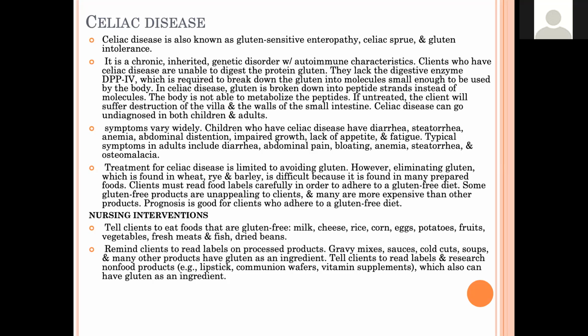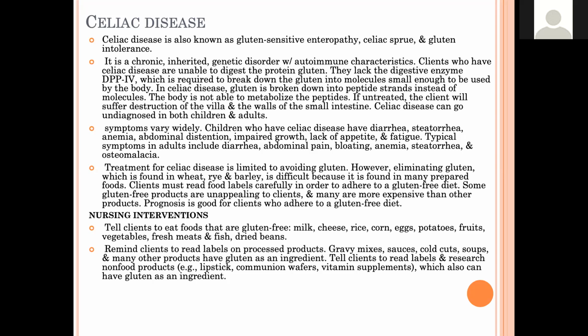Tell clients to eat foods that are gluten free, including what? Milk, cheese, rice, corn, eggs, potatoes, fruits, vegetables, fresh meats, and fish, and dried beans. Okay. Basically, you want to avoid wheat. Okay. And I know you might think, okay, well, no wheat flour, no bread. But again, you can have wheat additives, thickeners that are in a lot of other processed foods that you don't realize are there. Okay. Remind clients to read labels on processed products.